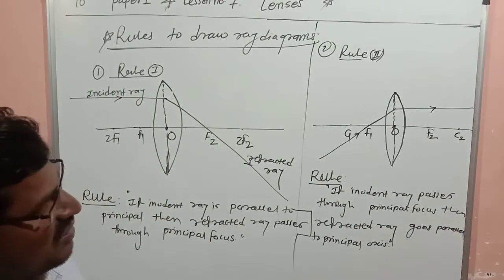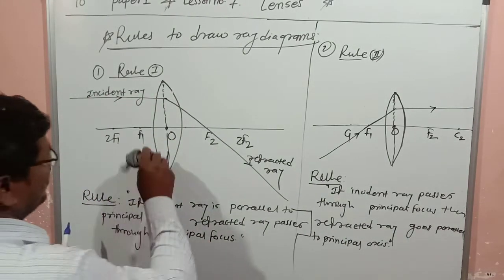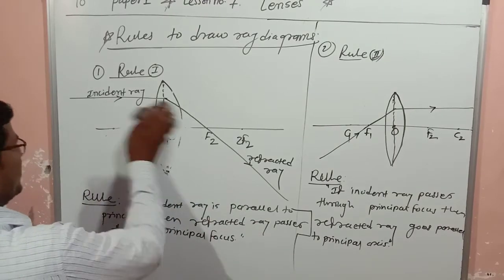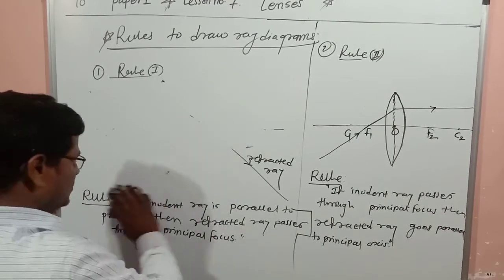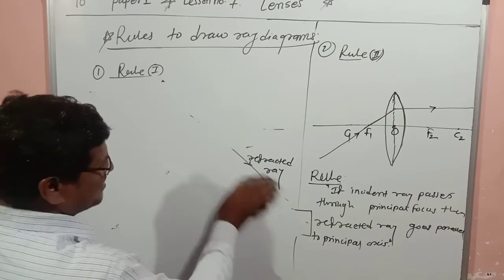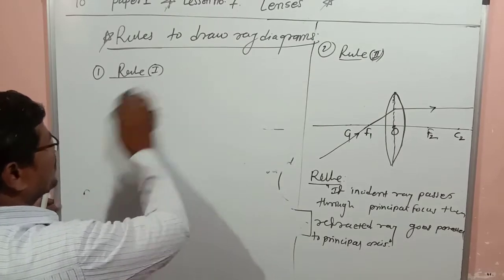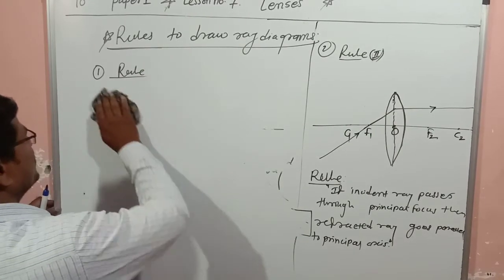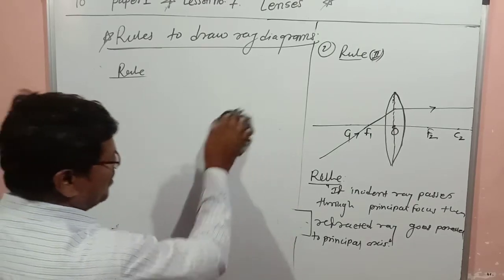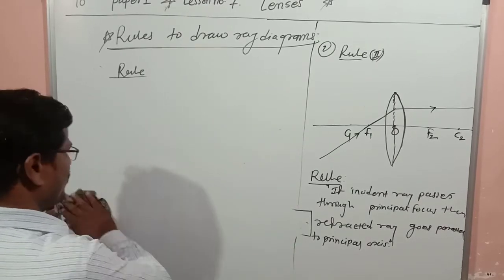And the third rule is also there, a simple one. I will rub out the first one and then I will write the third rule. These are the rules to draw the ray diagram, and by using these rules only we have to draw the ray diagrams for convex lens as well as concave lens.